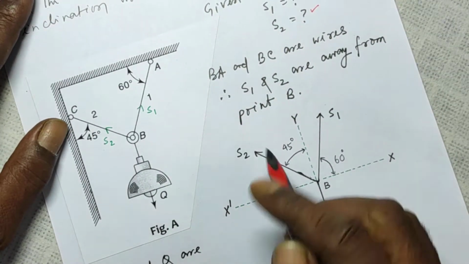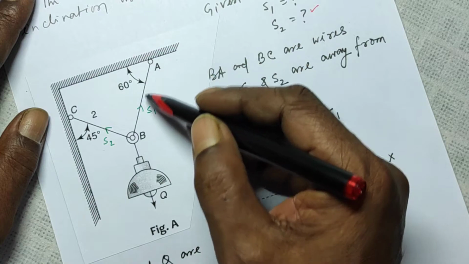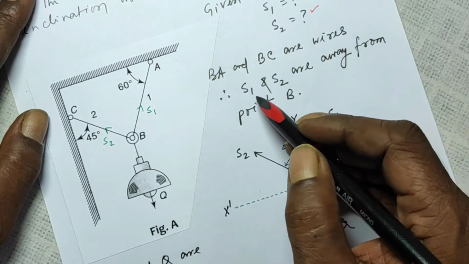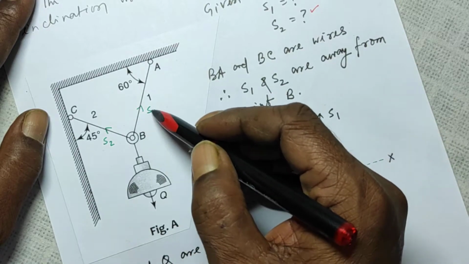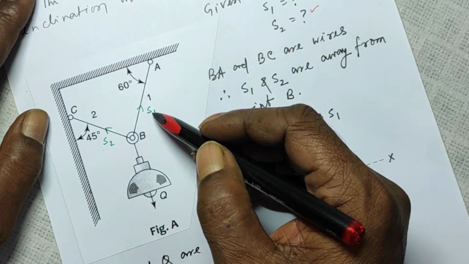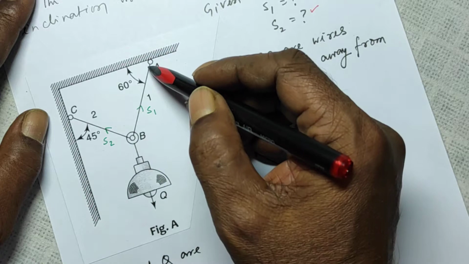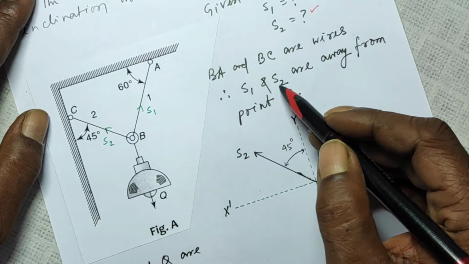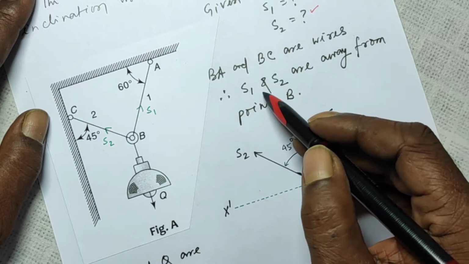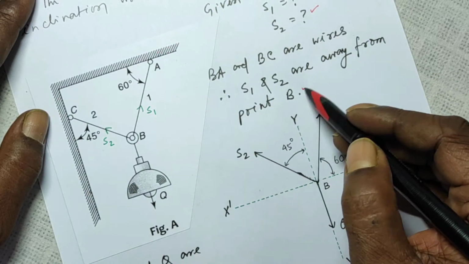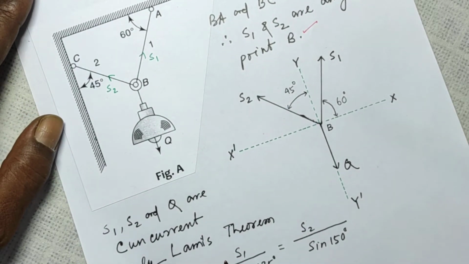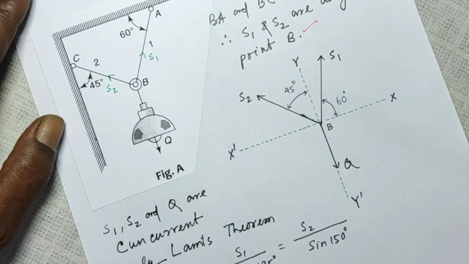Now, BA from B to A is a wire, and BC is also another wire. Therefore, the tensile force S1, which is along a wire, will be away from the point of suspension. Similarly, S2 also. So S1, S2 are away from the point B. Now, I draw a free body diagram about the point B, right?